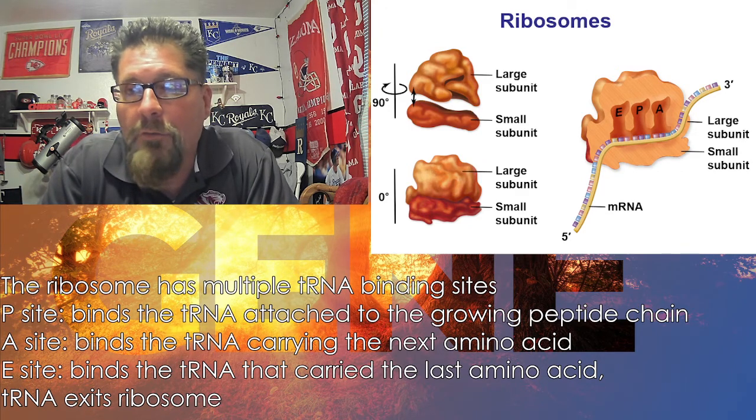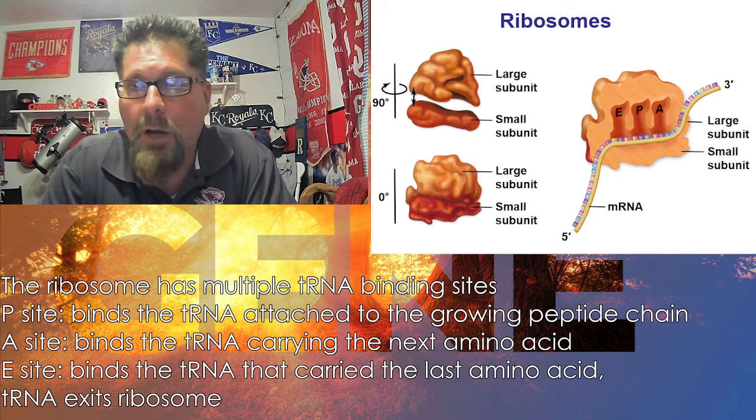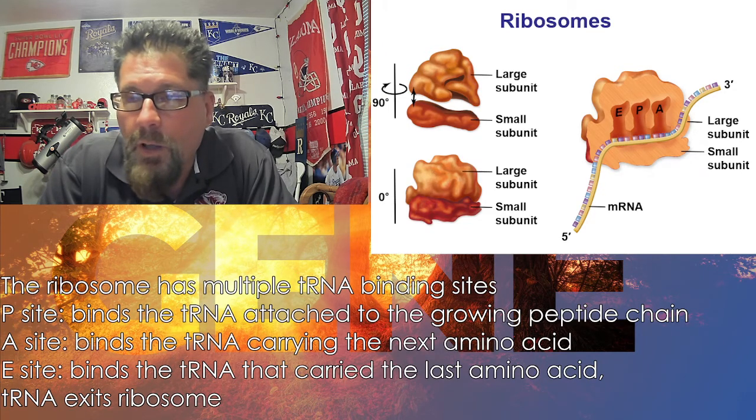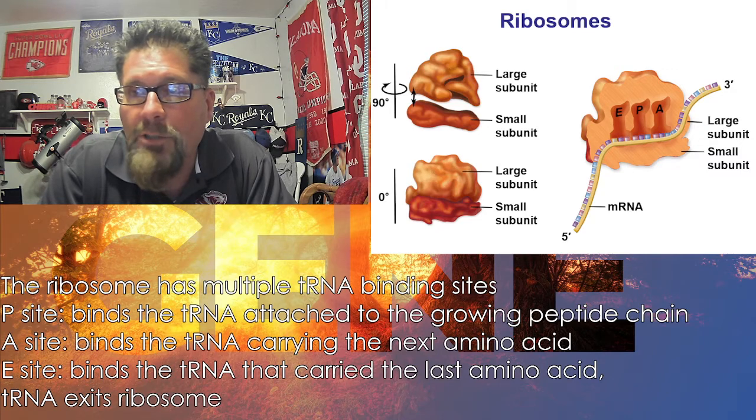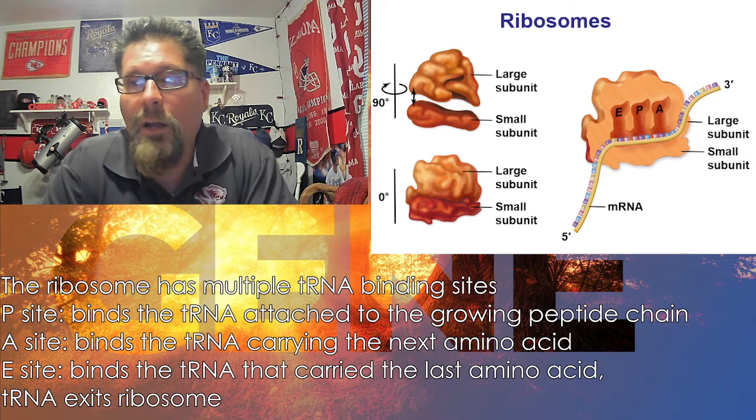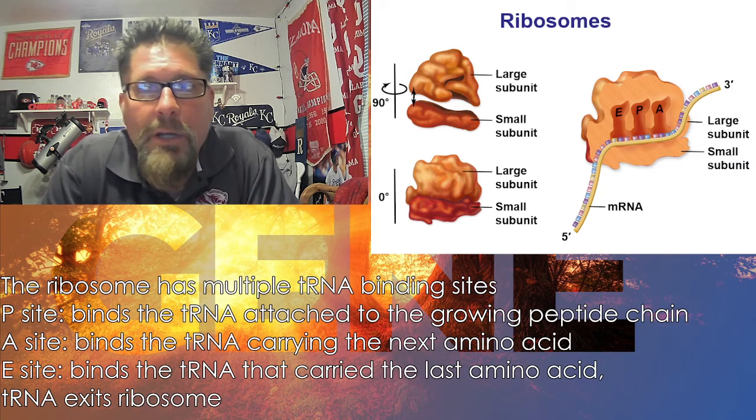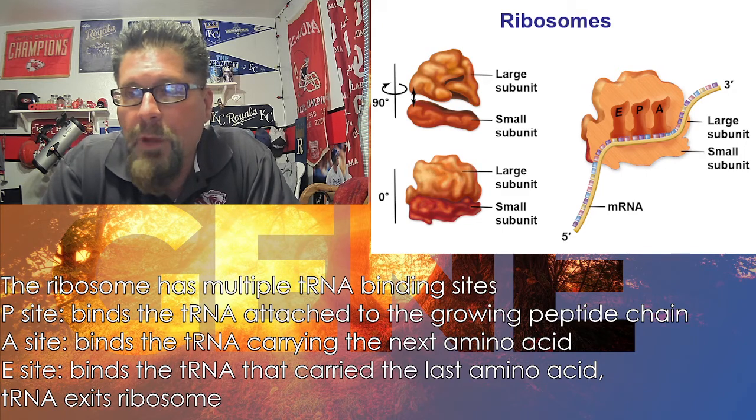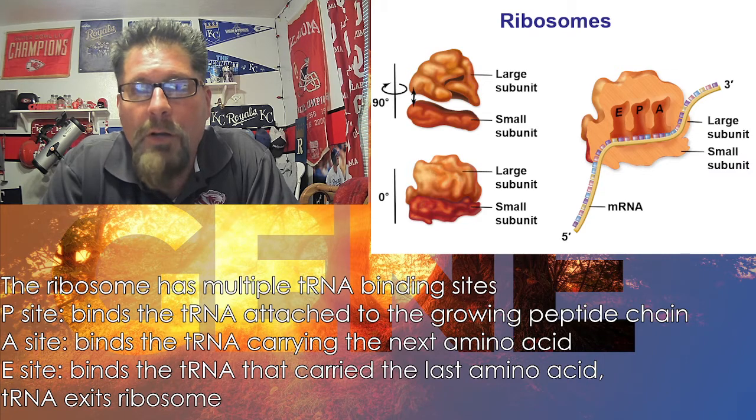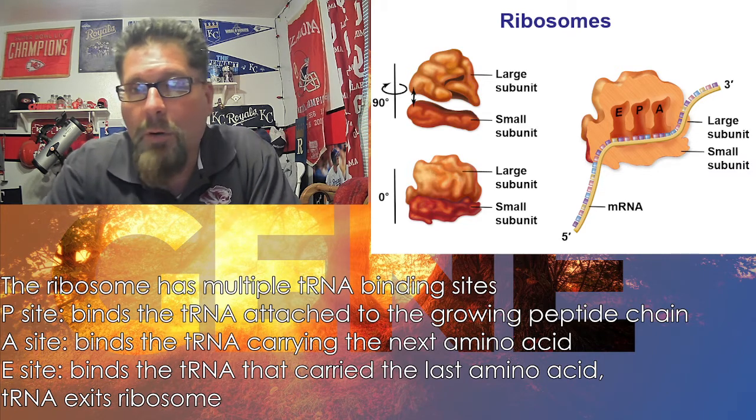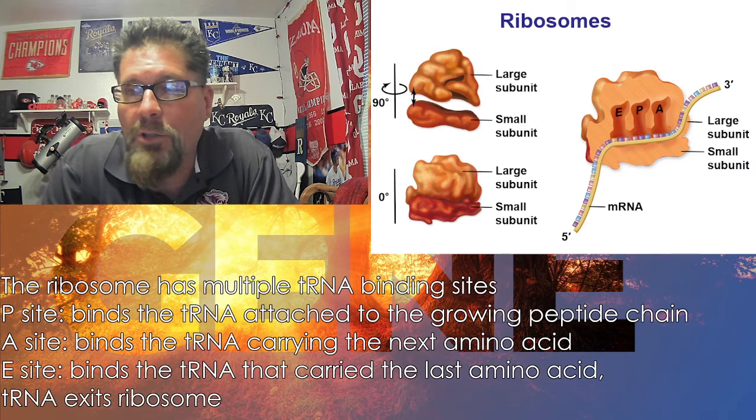And you can see on the far right of that diagram a cutaway cross section, so you can see the inside, and you can see the E, P, and A sites. Those are sites where different things happen. It's part of an assembly line process of reading the RNA strand.